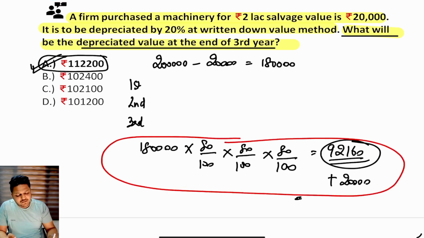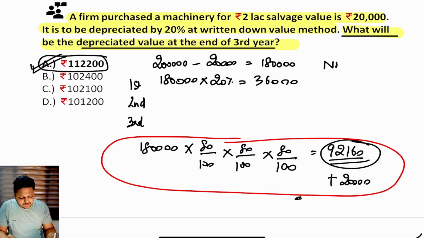But for understanding purposes, let me solve the question for you. For the first year, the depreciation will be 1,80,000 multiplied by 20%, that is equal to 36,000. And the net book value will be equal to 1,80,000 minus 36,000, that is equal to 1,44,000. This is for the first year. For the second year, the depreciation is to be calculated on the reduced value, that is 1,44,000.